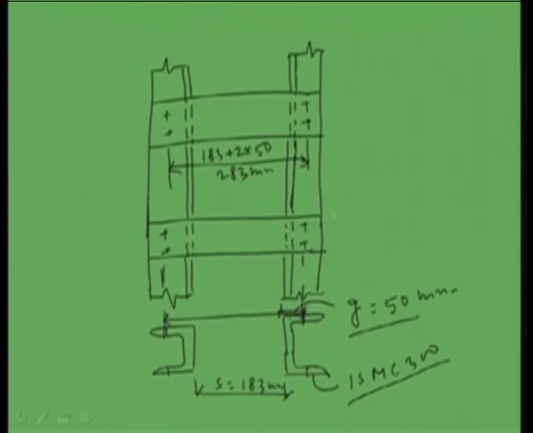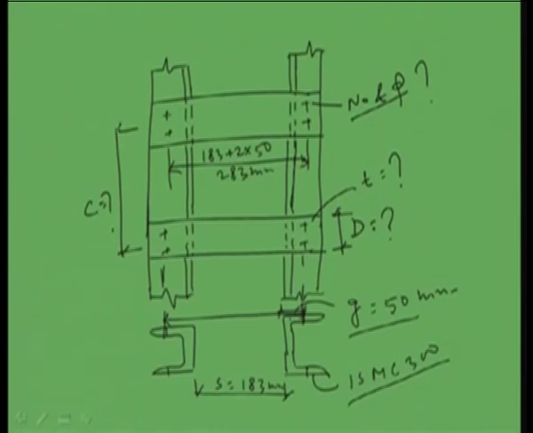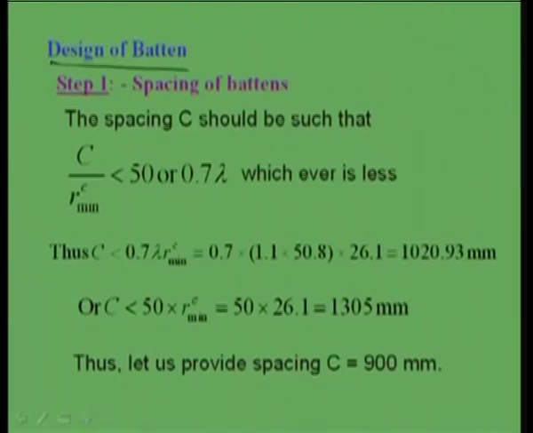Now we have to find out the overall depth, the thickness, the number and diameter of rivets, and the spacing C. So these 4 unknowns are there. Let us see step by step how to find out all these unknowns. When we are going for the design of batten, first we go for the design of the built-up section, which is common and was done in the earlier class. Now we will go for the design of batten.